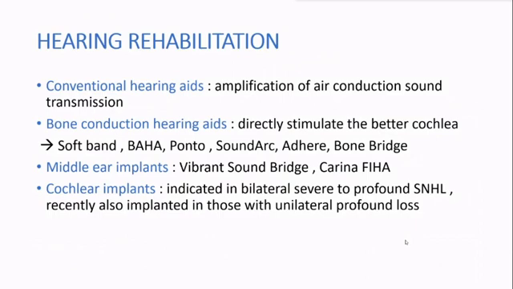We also have middle ear implants. A middle ear implant is a type of hearing amplification which we implant onto the ossicles or the round window of the middle ear. And there's also the cochlear implant, whereby we insert and directly stimulate the hair cells in the cochlea.